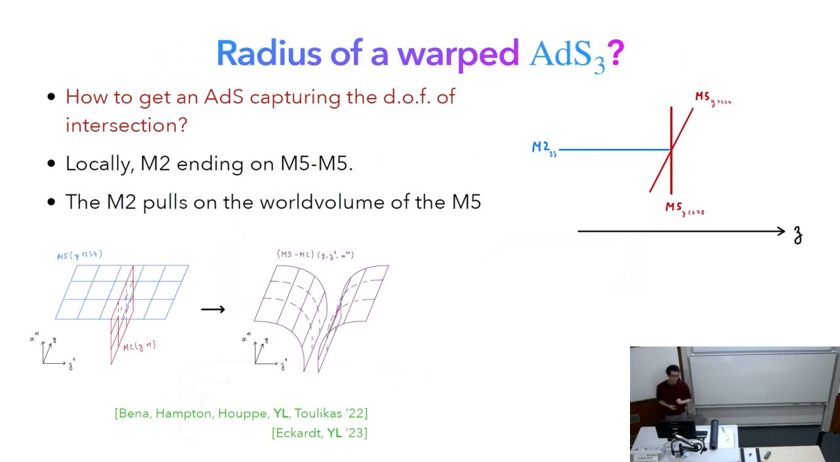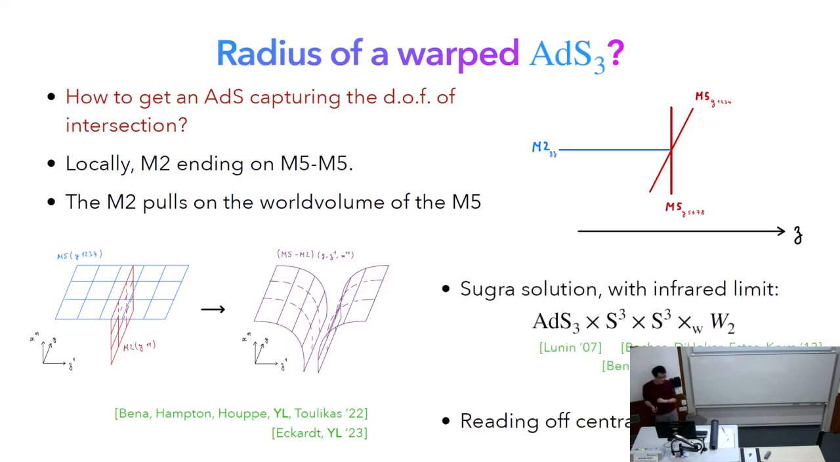But okay, now how to get an anti-de Sitter space capturing the degrees of freedom of the intersection? Well, locally, what you see is the M2 brane ending on the self-intersection of M5 and M5. What you know is that the M2 brane is going to pull the worldvolume of the M5 in the same way as a fundamental string would pull the worldvolume of a D3 brane. That's the Callan-Maldacena effect. So it turns out that there exists a solution corresponding to this intersection, whose infrared limit is the AdS3 times S3 times S3 warped product with a two-dimensional Riemann surface.